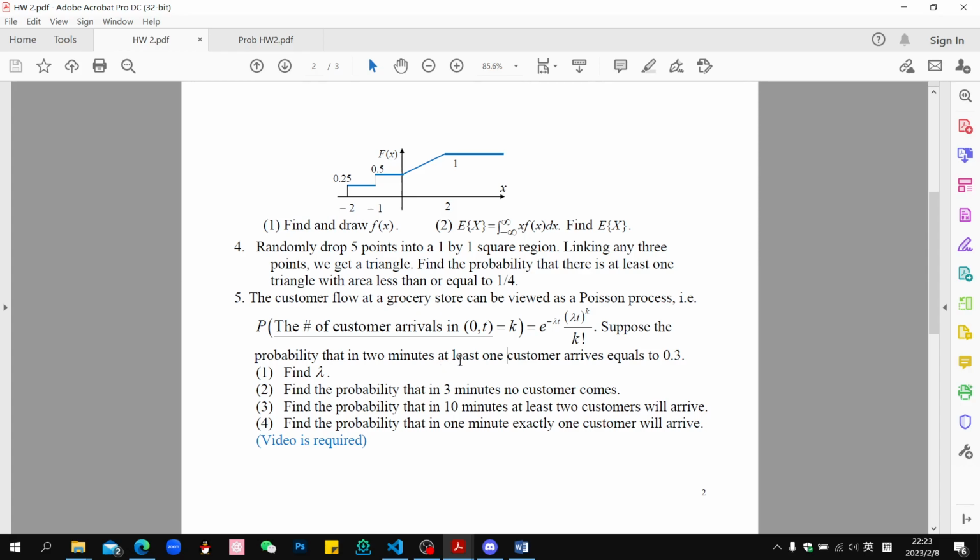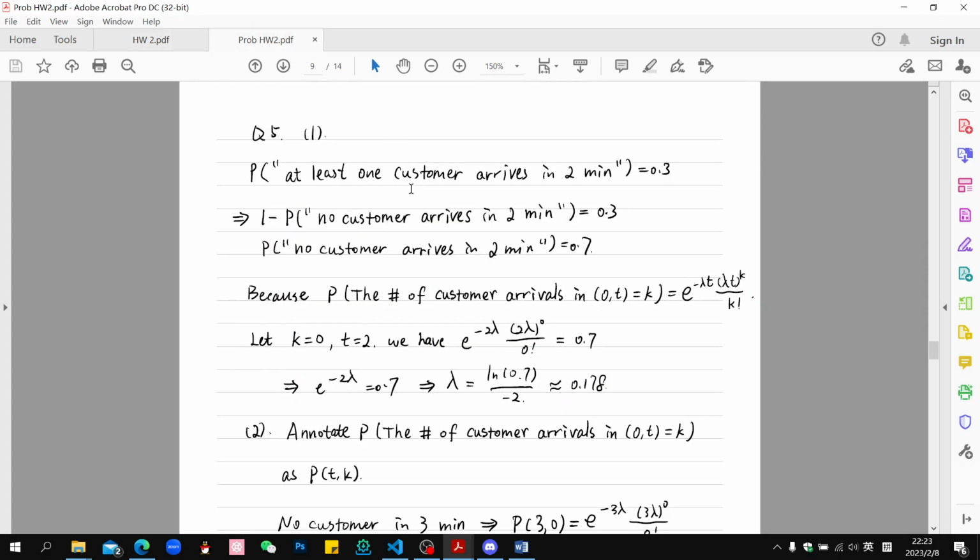So we have to subtract this 0.3 from 100%, that is 1. Here, the probability that at least one customer arrives in 2 minutes is 0.3. That is, 1 minus the probability that no customer arrives in 2 minutes is 0.3, and that gives the probability that no customer arrives in 2 minutes is 0.7.